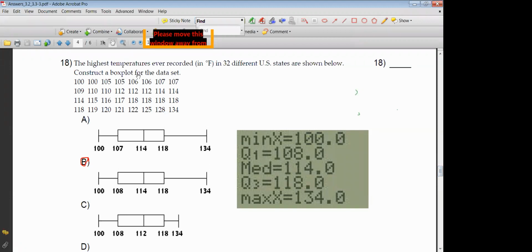Same idea. How many numbers are there here? 1, 2, 3, 4, 5, 6, 8, there's 24, 32 numbers. All right, this will take you some time. But once again, you take the time to put these numbers into your calculator, and it's going to give you the 5-number summary.